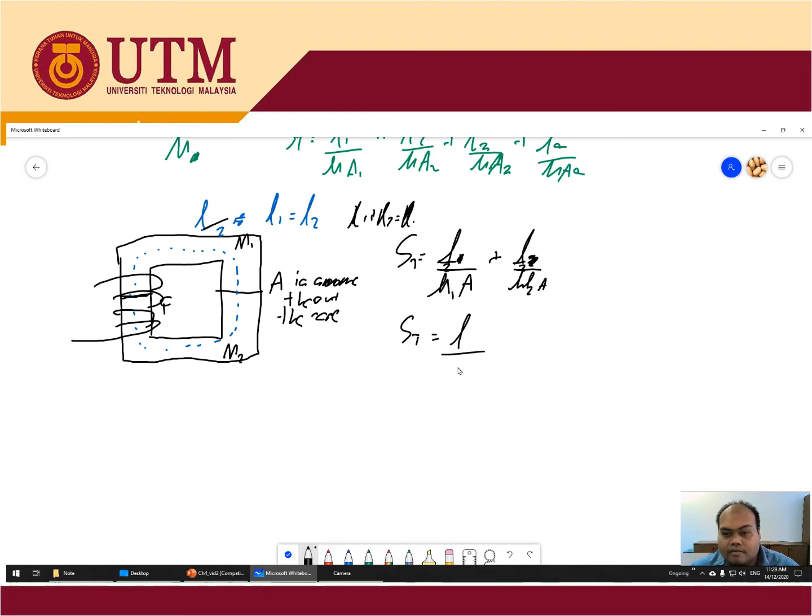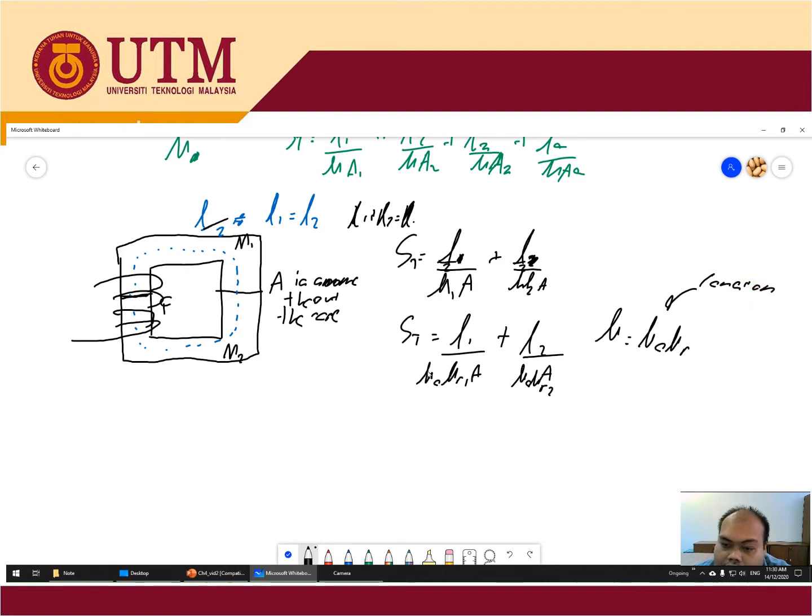If you don't want to get confused, just use L1 plus L2 divided by A. Sometimes, mu naught mu R. Remember mu equals mu naught mu R. So mu R1, mu R2. Remember mu naught is a constant, it doesn't change, but mu R1 and mu R2 are different, so you have to know the mu R. This one is mu R2. So different material, different value.